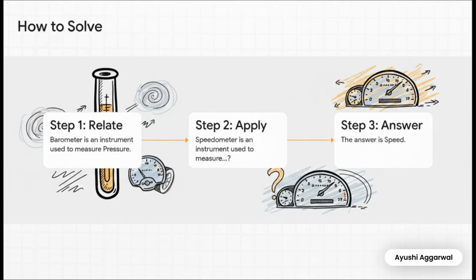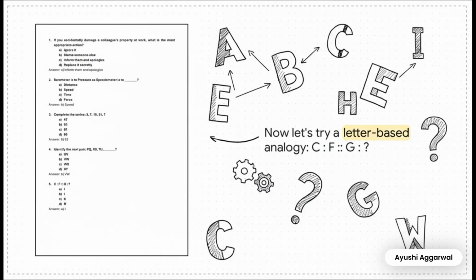The logic here is actually pretty straightforward. Step 1, find the relationship. What does a barometer do? Well, it's an instrument used to measure pressure. Step 2, apply that same relationship. A speedometer is an instrument. What does it measure? And that brings us to step 3. The answer is, of course, speed. See? Easy.